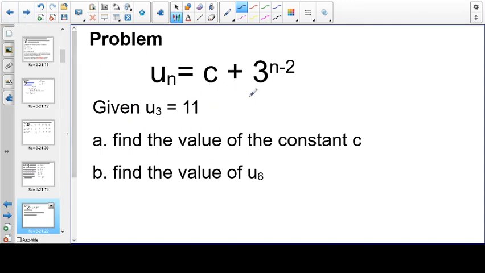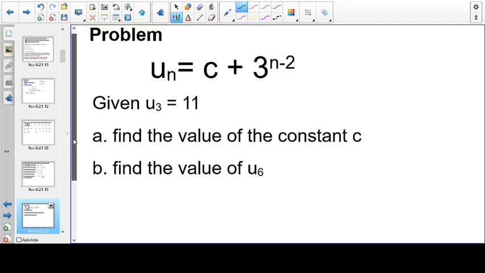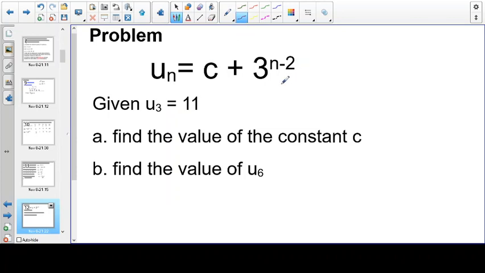Okay, so here's a problem. Looks a bit weird. It's basically just lots of notation. So it's just testing whether you understand what the notation is. So this is an nth term. un is some constant plus 3 to the n minus 2. And we are told that u3 equals 11. So that means that when n equals 3, un equals 11. So we can use this information to form an equation.